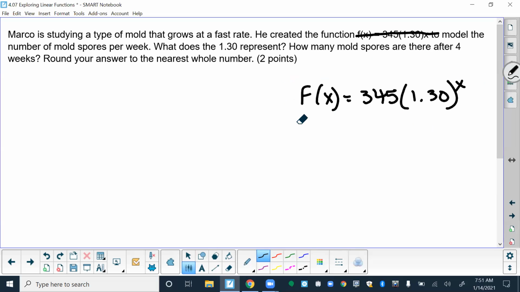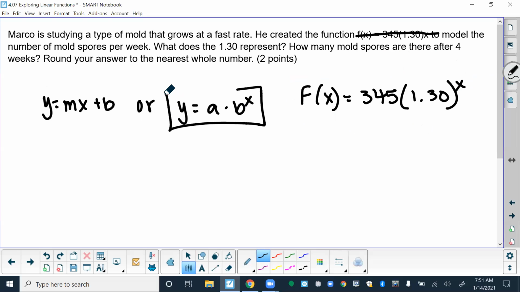look at it and think to yourself, is this an exponential function or a linear function? Does it look more like y equals mx plus b? Or does it look more like y equals a times b to the x? Since this x is an exponent, we know that this is an exponential function over here.